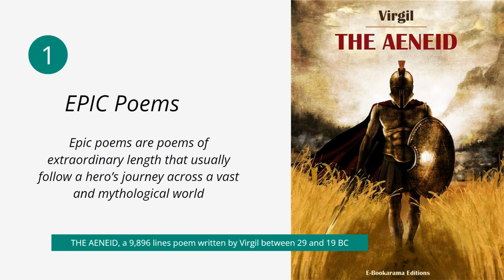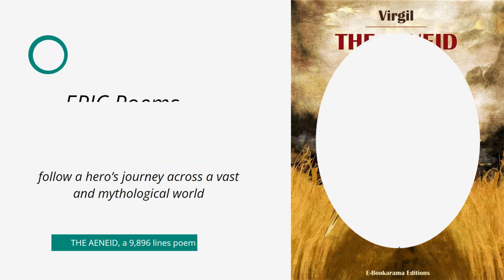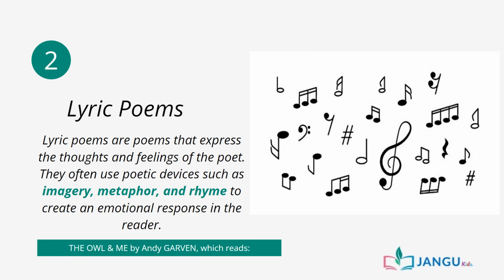Another type of poem is 2. Lyric poems. Lyric poems are poems that express the thought and feelings of the poet. They often use poetic devices such as imagery, metaphor, and rhyme to create an emotional response in the reader. Lyric poems can be about any subject, ranging from love and nature to politics and social issues.